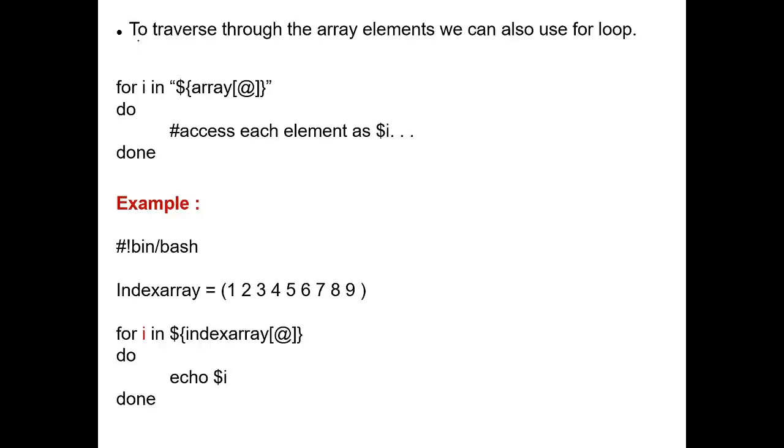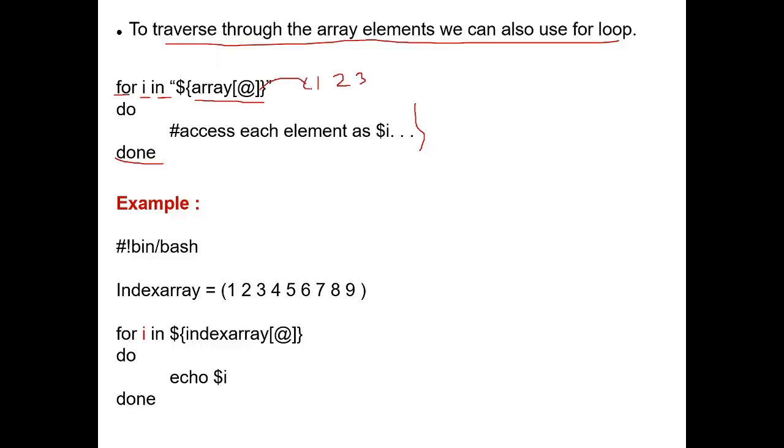See another example. To traverse the array elements, we can also use a for loop. Arrays can be used with any of the loops. This is the syntax: for, you can use a variable I, the keyword in, and the array name. And you can write a set of statements, whatever task you want to perform, and this is the end of the loop. From this array, one by one the element will be fetched.